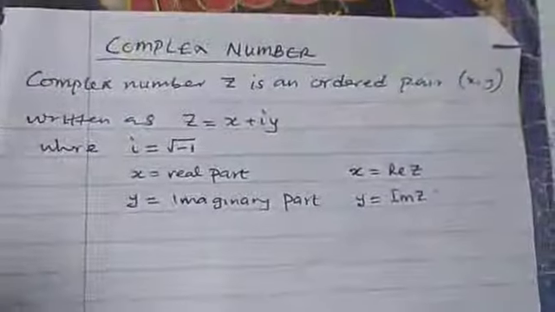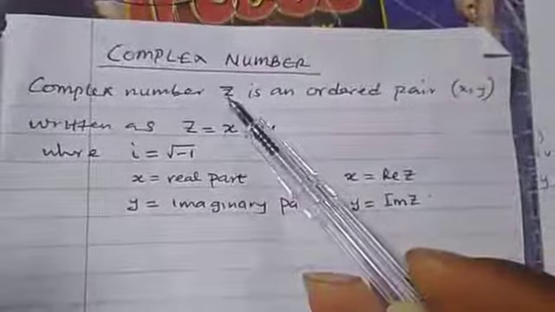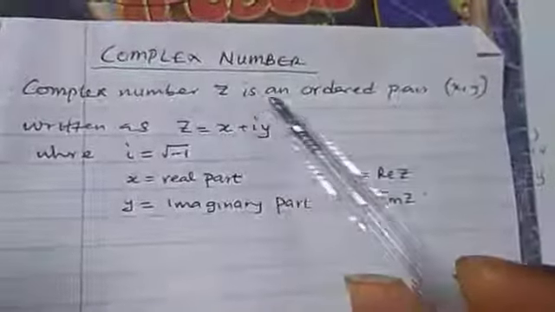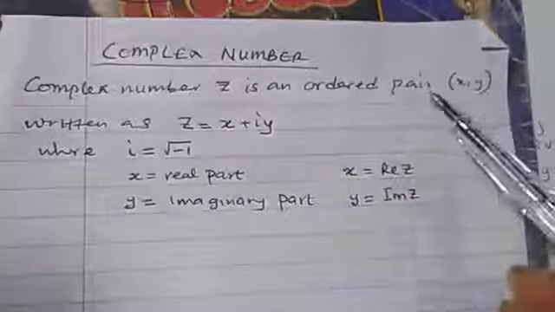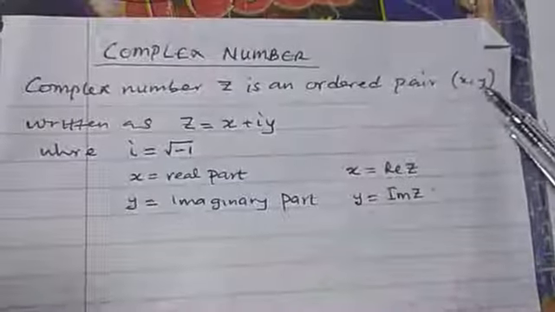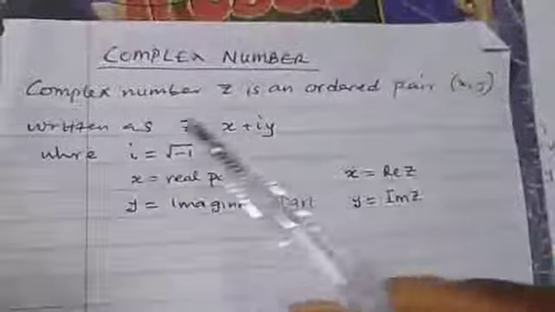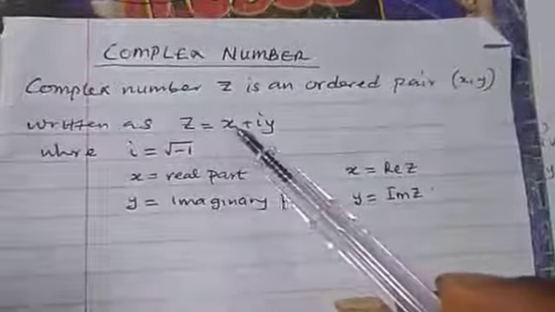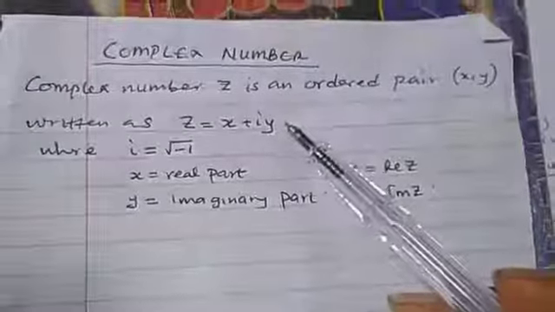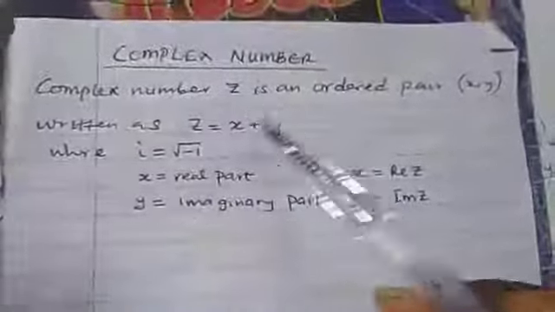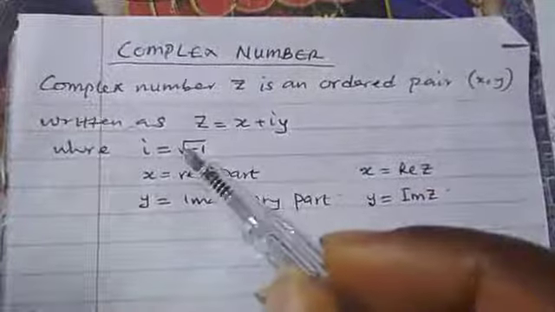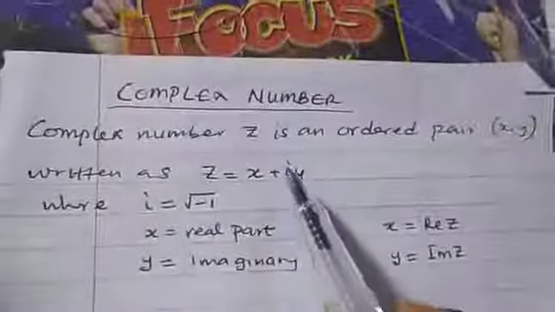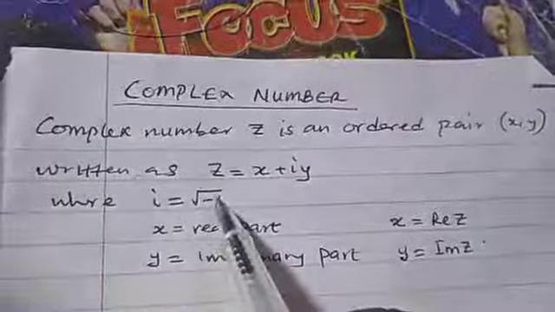If they say that a complex number is written as Z, it is an ordered pair X comma Y. That ordered pair means X comes before Y, and it's written as Z equal to X plus iY, where this i is called the imaginary number, which is written as square root of minus 1. So this i means square root of minus 1.